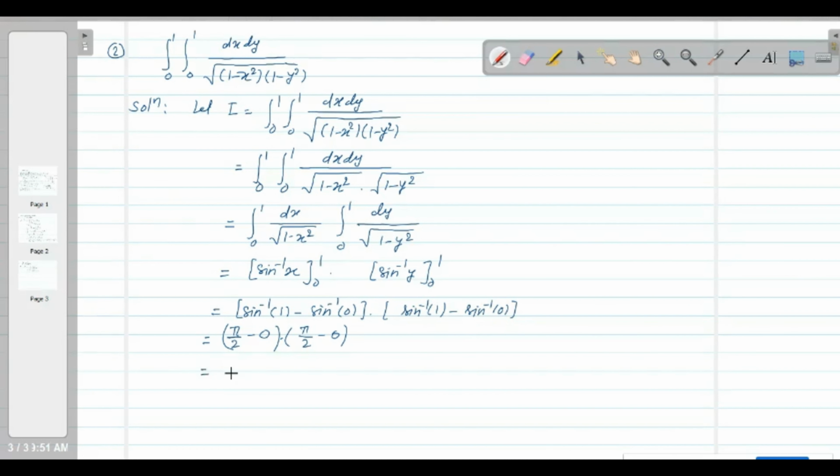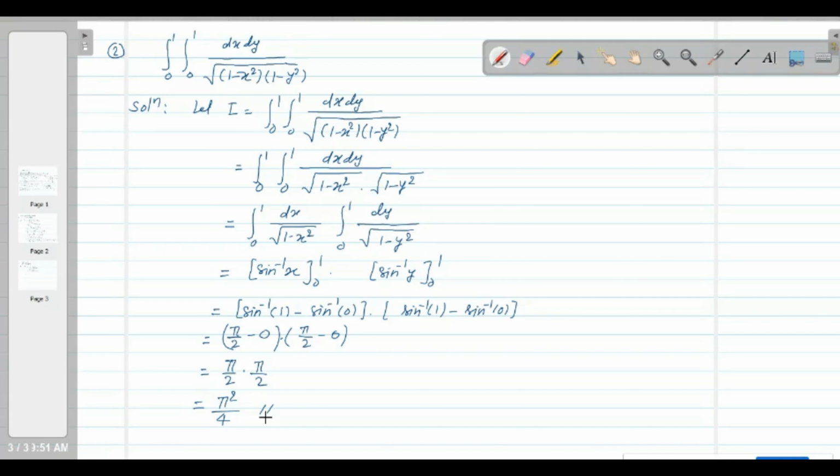So how much does this become? Pi by 2 into pi by 2. So this becomes pi square by 4. So this is your final answer. This is pi square by 4.